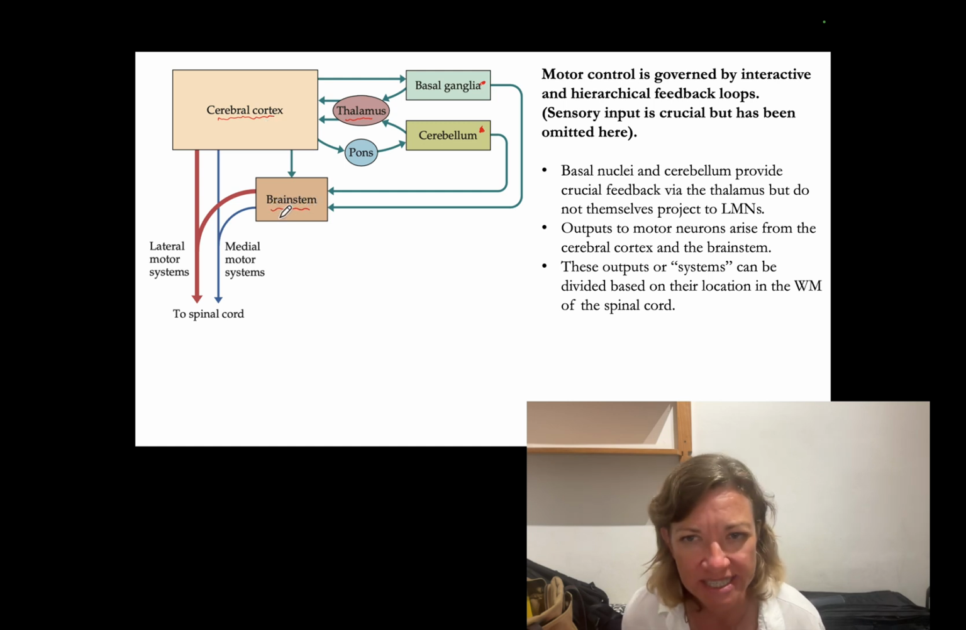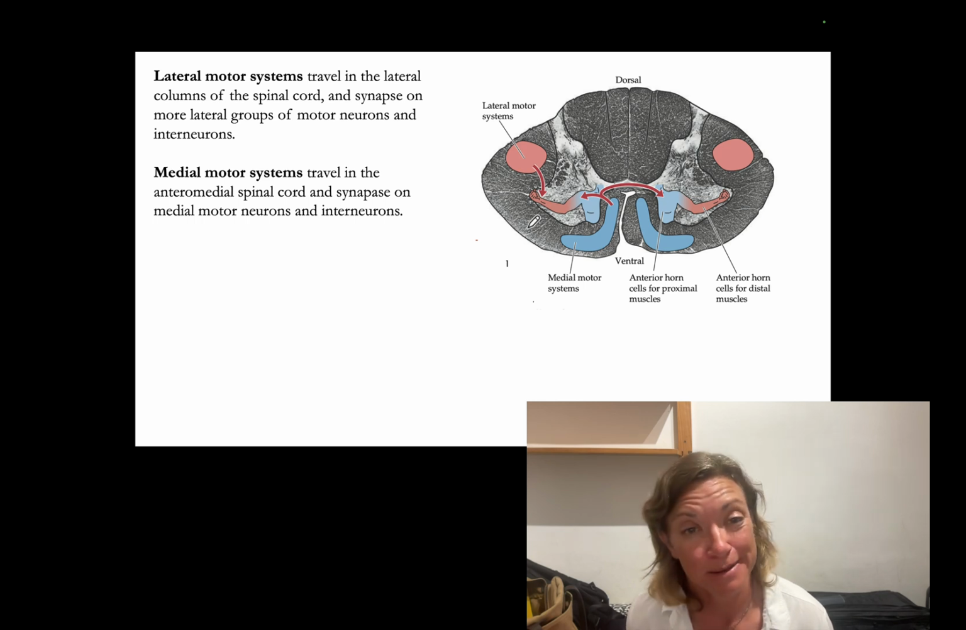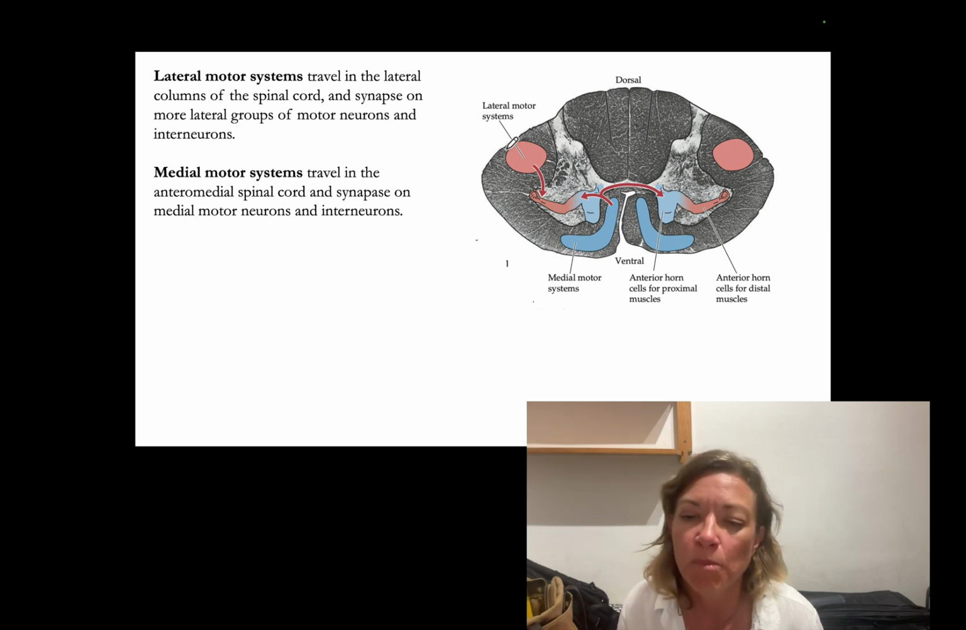And we can categorize these outputs based on their location in the white matter of the spinal cord. So we categorize them as being part of the lateral motor systems or medial motor systems. Now, lateral motor systems, as the name suggests, travel in the lateral columns of the spinal cord and synapse on more lateral groups of motor neurons and interneurons. And due to the somatotopy of the ventral horn, we know that this means that they control more distal musculature.